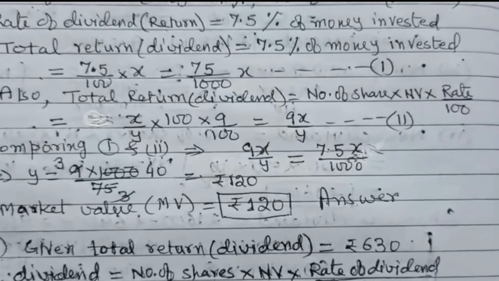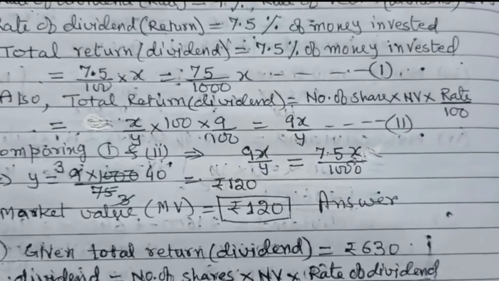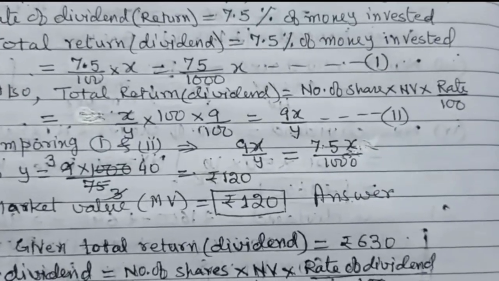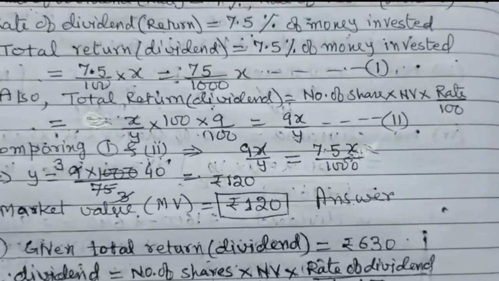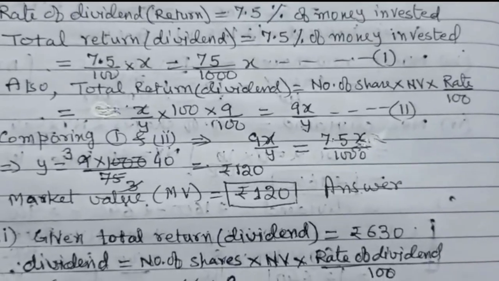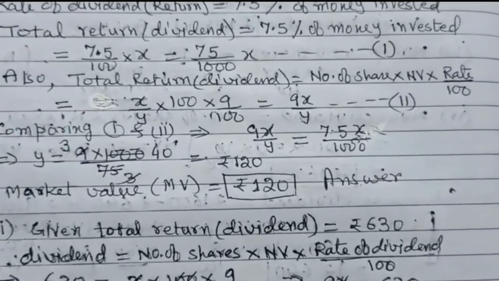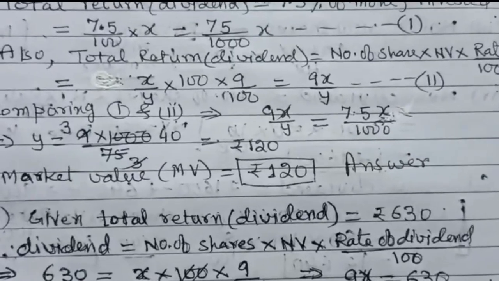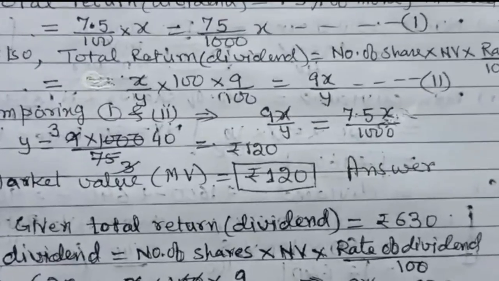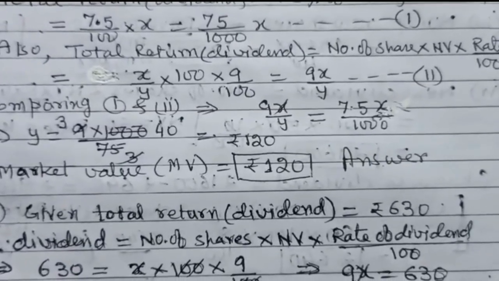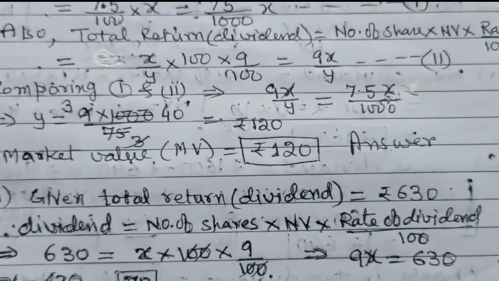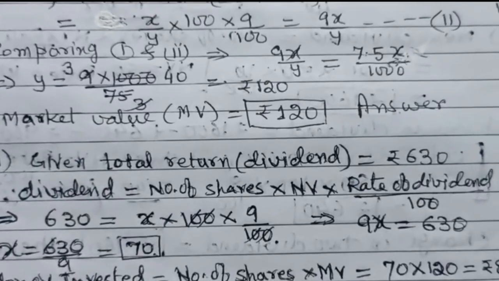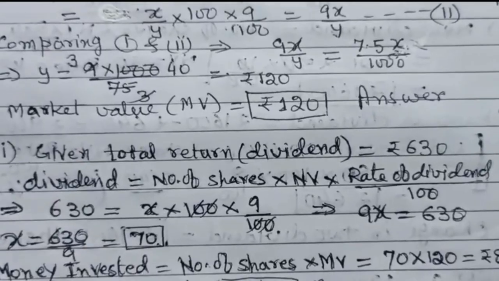Now comparing equation 1 and 2, 9x by y is equal to 75x upon 1000, which is equal to total dividend or total income. By solving the equation 9x by y is equal to 75x by 1000, we get y, that is market value, is equal to 120. So the answer to the first part is market value is 120 per share.